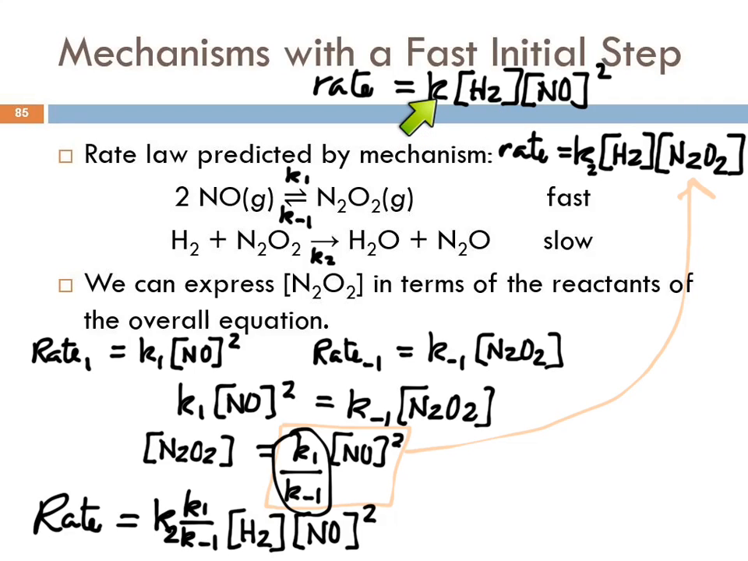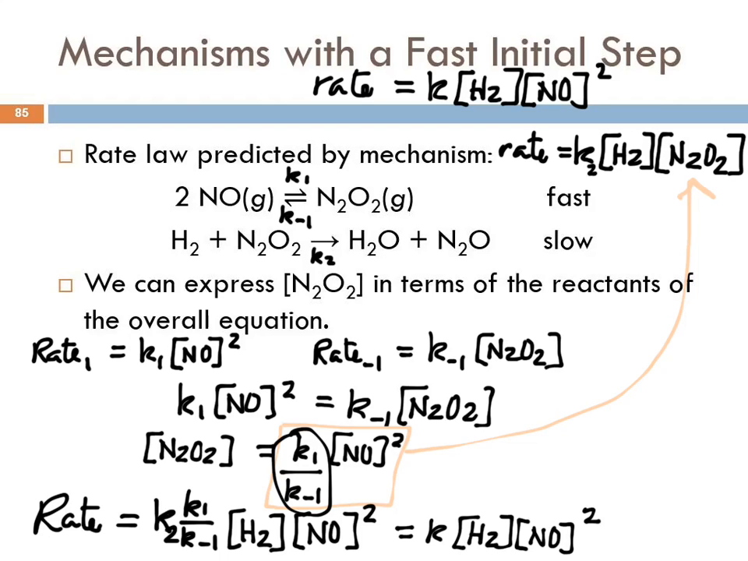This is a constant. What if we just take all three of these constants and lump them together as one constant? Then we get this constant times H2 times NO squared. Ta-da! Any questions? I hope you guys like algebra.